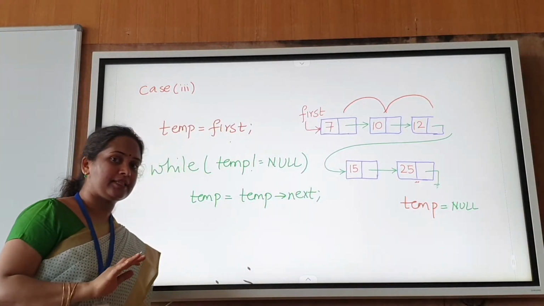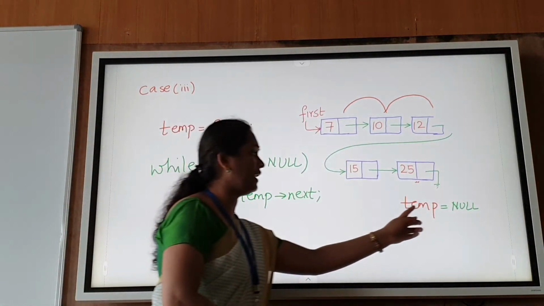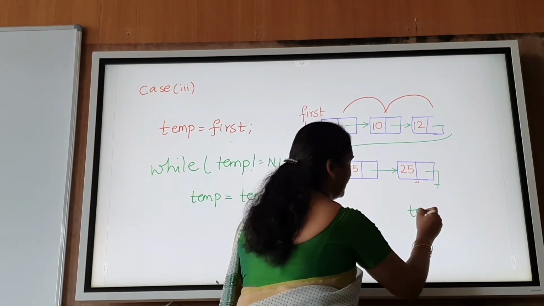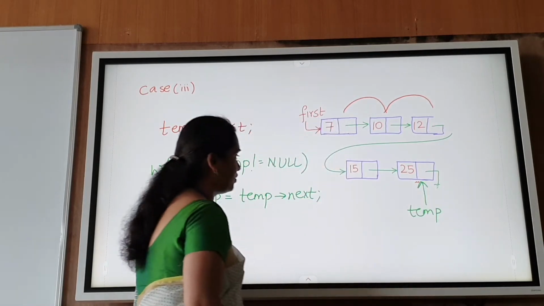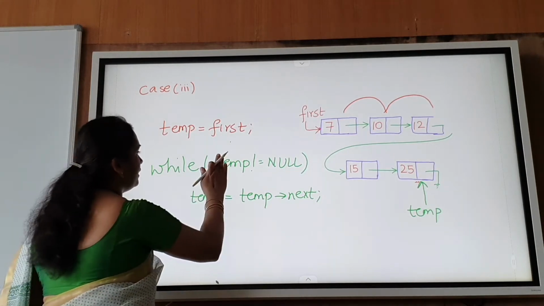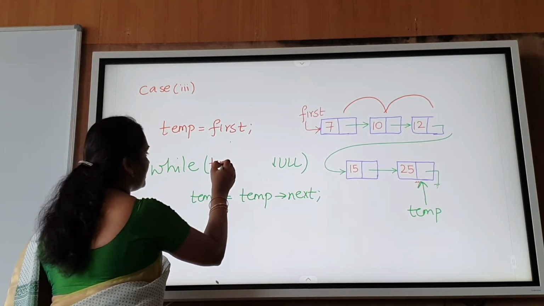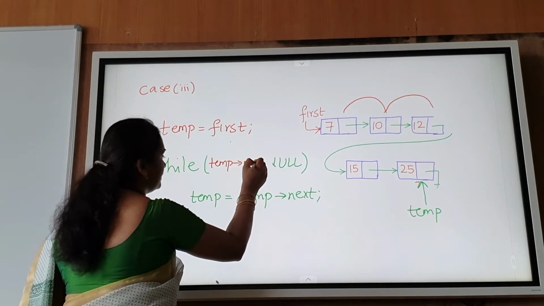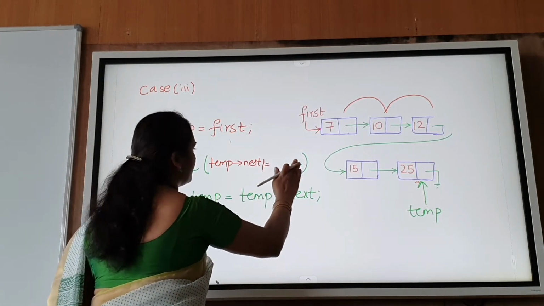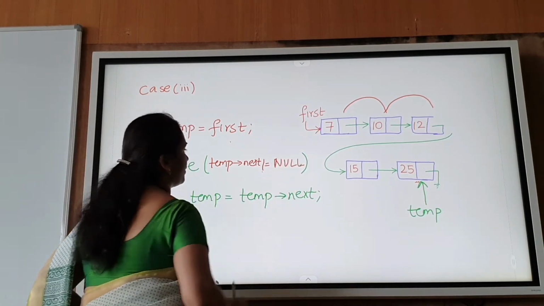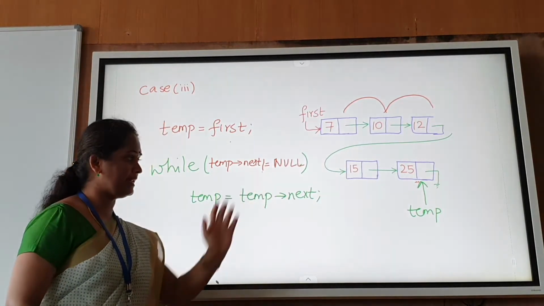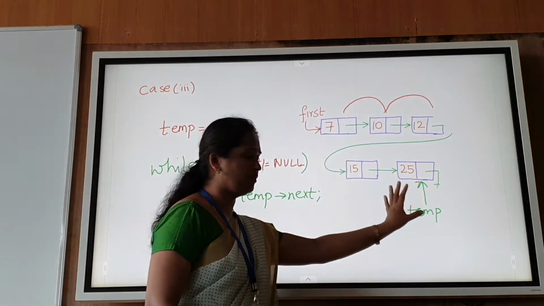This is not the case, because I don't want my temp to become null. I want my temp to hold the address of the last node, so I want my temp to point to this node. So my while loop cannot be this. Let me change it. I will have to say stop at a node when temp's next is not equal to null, right? So what would this ensure? I will stop at a node whose next is null.